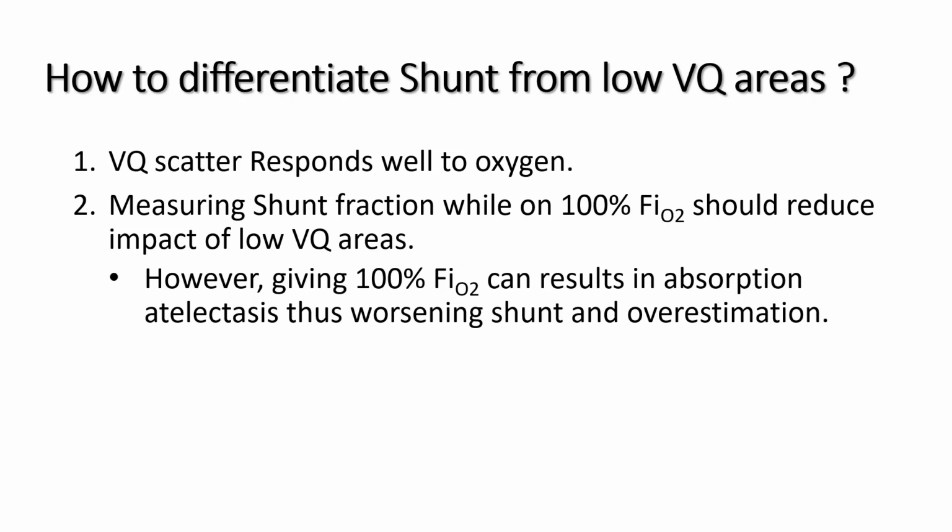How to differentiate shunt from low VQ areas? VQ mismatch responds very well to oxygen. So one of the things that you can do is give the patient 100% FiO2, so you minimize the contribution of low VQ areas and just focus on the shunted areas. This should make your calculation a little bit more accurate.